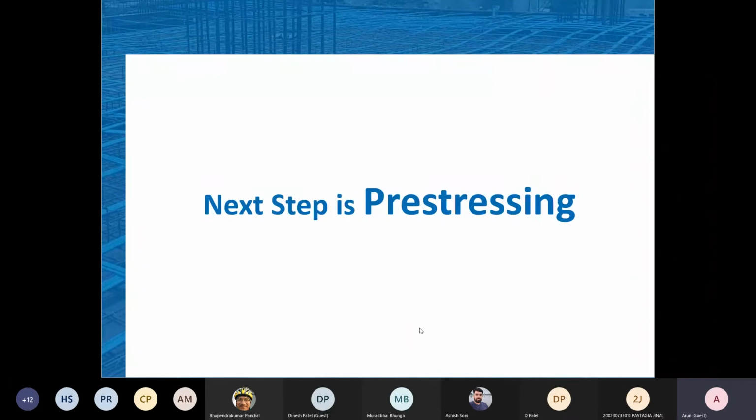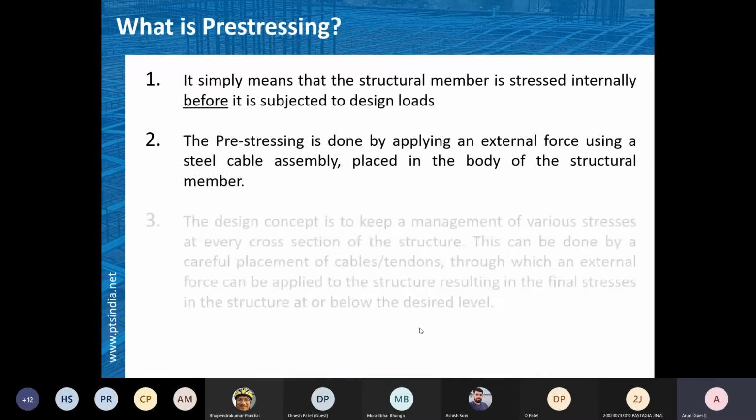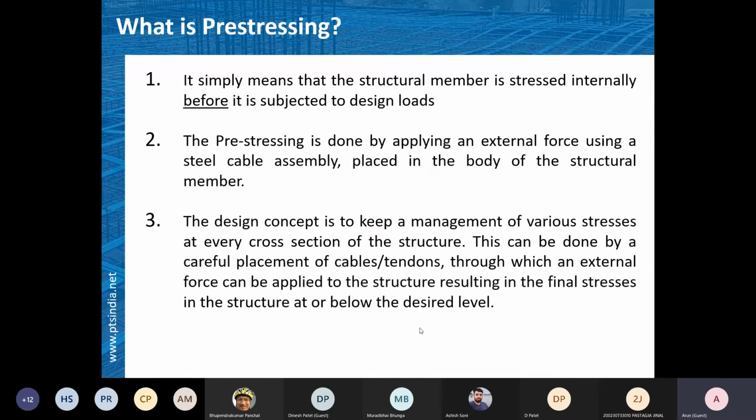Going beyond this, the next step is known as pre-stressing. You must be knowing about pre-stressing, but here we'll be dealing with another kind of pre-stressing system that is quite new in India. It's not new across the world, but for India it is a new technology. So let us go in brief over pre-stressing. What is the meaning of pre-stressing?